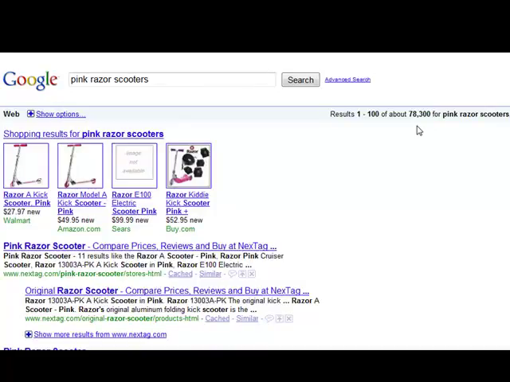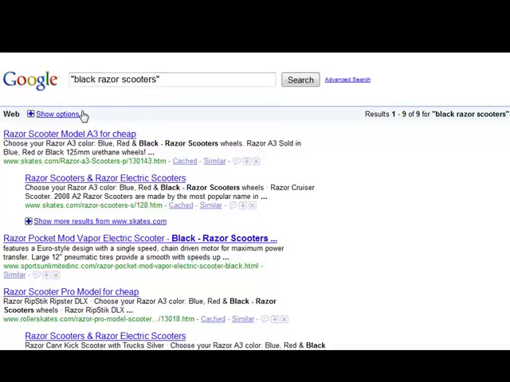And if you go for Pink Razor scooters, if you try to rank for that, you should know you're only really competing with a small number of sites. And that's what we want. We want to compete with the smallest number of sites possible. Let's try Black Razor scooters and see how many pages are trying to compete for that term. And the answer is 9, only 9. So if only 9 people are trying to compete for Black Razor scooters, then we know that it's something we can accomplish, something that we can do, because we only have to compete with 9 people.